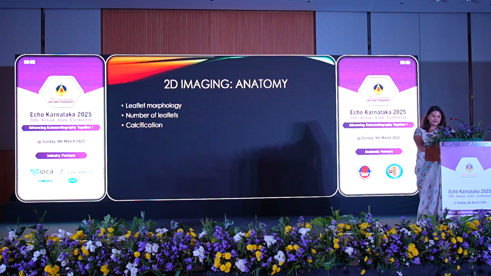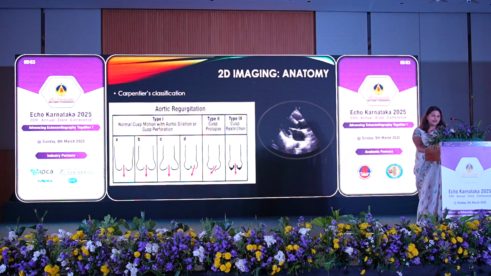Going into the details of echo, 2D imaging has a much more important role in assessing the leaflet morphology, number of leaflets, and calcification, to basically assess the etiology, and it's well described in the Carpentier classification. It basically helps to understand the mechanism of AR. It classifies the AR based on aortic root and leaflet morphology. There are 4 types, I'm sure you all know, but type 1 is where you have normal leaflet motion but enlargement of the aortic root.